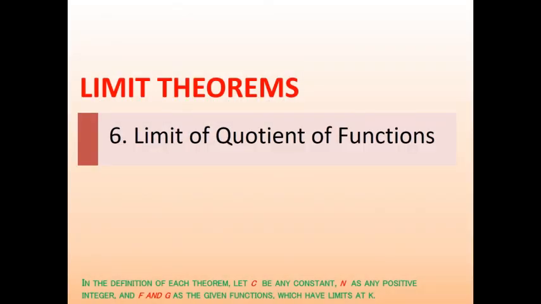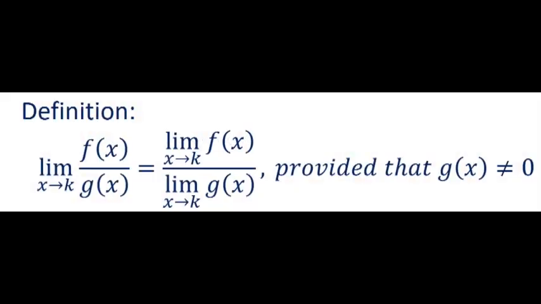Number 6 theorem, limit of quotient of function, says that the limit of a quotient of a function is equal to the quotient of the limits of the individual function, provided that the denominator limit is not equal to 0. You have to remember that in evaluating the limit of a quotient of functions, the following steps can be followed.